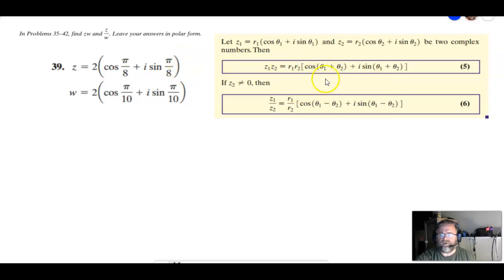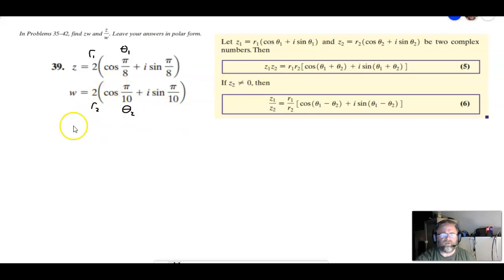So I went ahead and copied over the formulas for when you multiply two complex numbers together and when you divide two complex numbers. The nice thing about these being in polar form is that it is really easy to find the radius and the angle. So I'm going to go ahead and mark that down. There's 2 here. Call that our R1, and the pi over 8 will be our theta 1. Then for the second one, for W, the 2 will be our R2, and we'll call that theta 2, just to match our formulas over here.